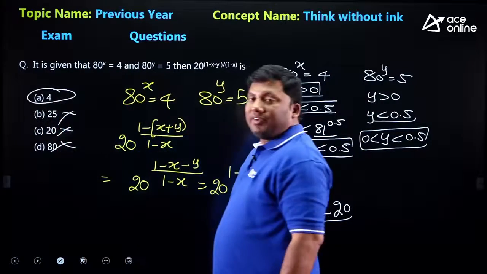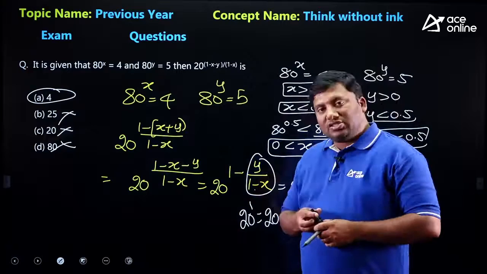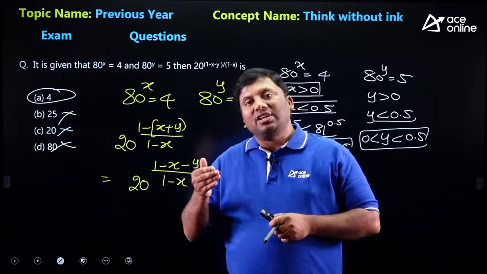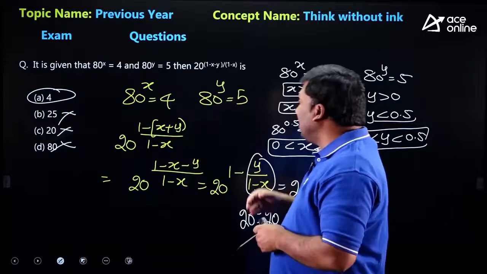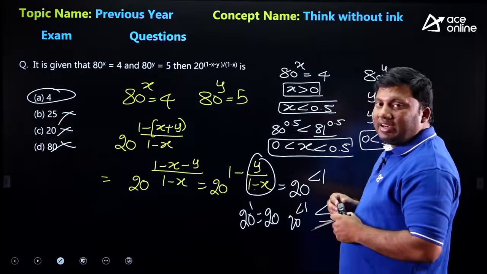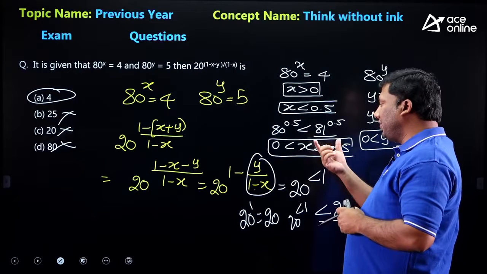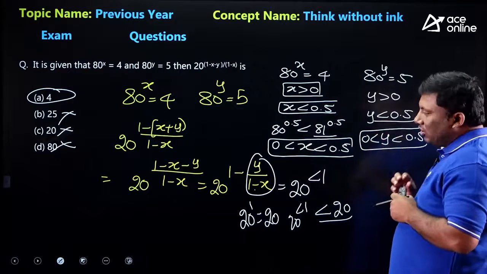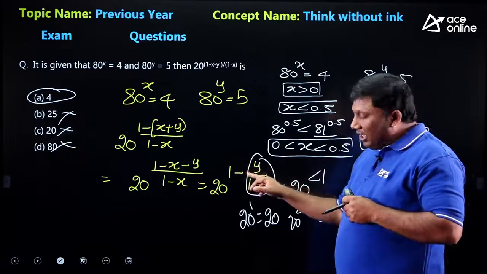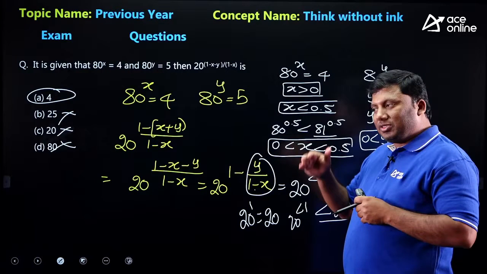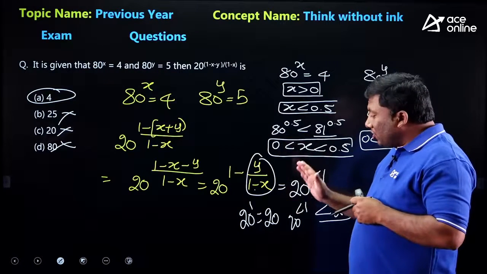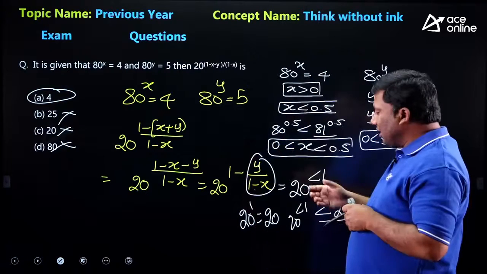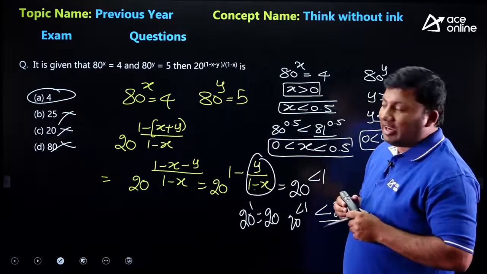Simple way of solving this question. 80 power x is 4. That means x has to be greater than 0. Why greater than 0? 80 power 0 is 1. 80 power 0.5 is less than 81 power 0.5. That means x lies from 0 to 0.5. y lies from 0 to 0.5. 20 power 1 minus something. 1 minus something is less than 1. 20 power less than 1. 20 power 1 is 20. So the answer is less than 20.